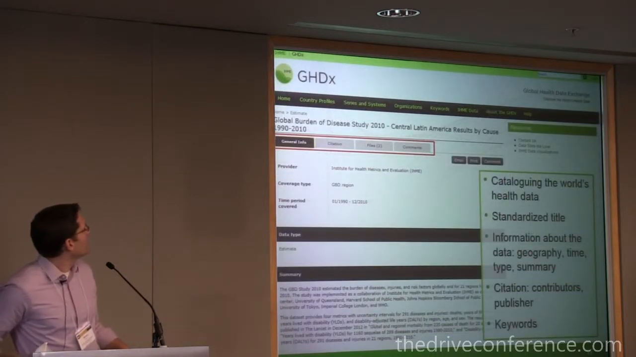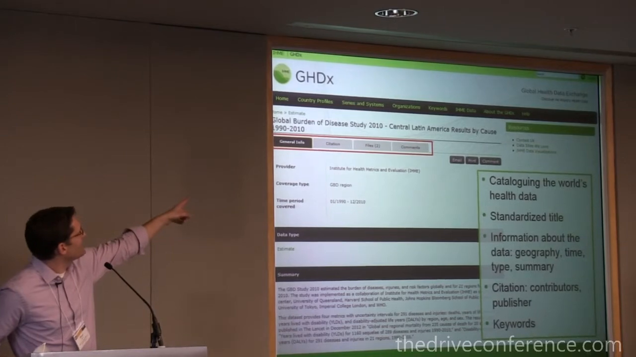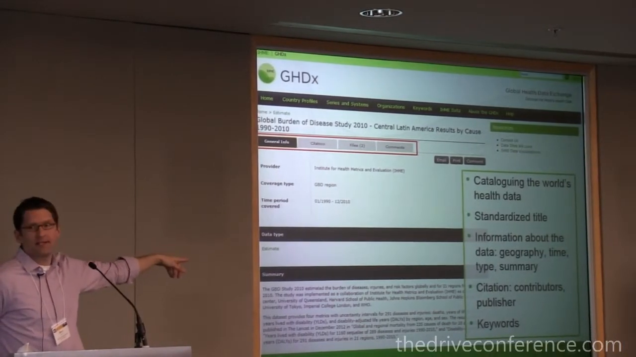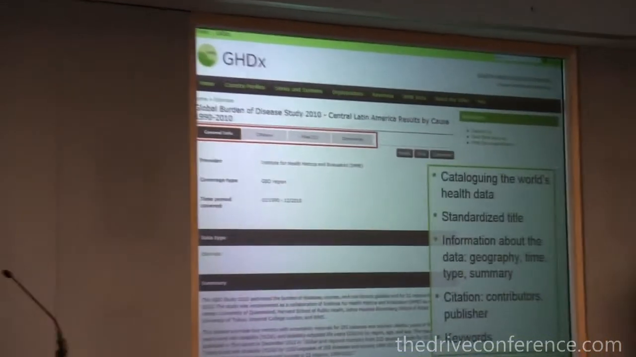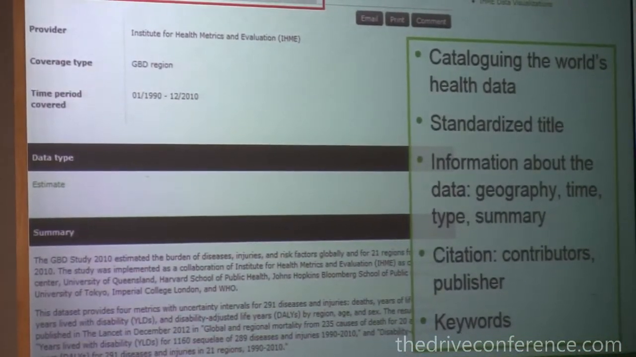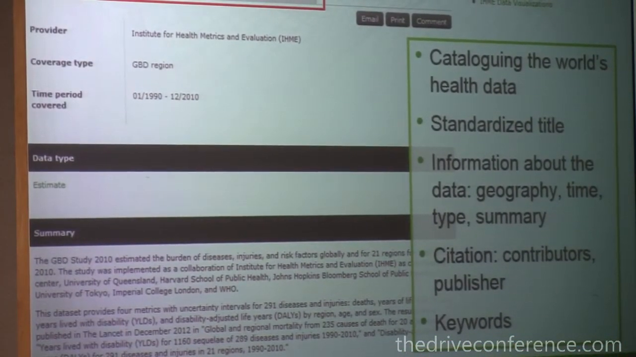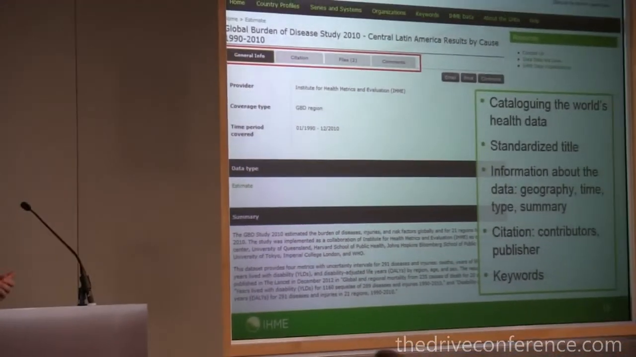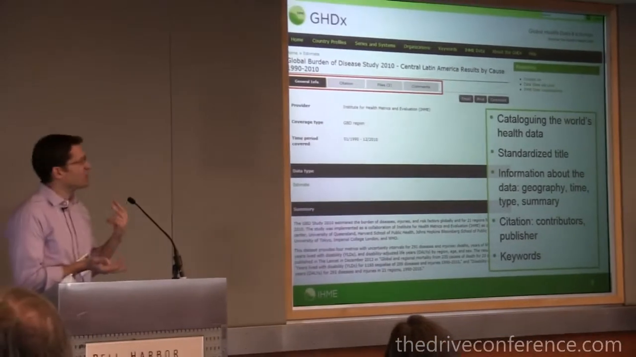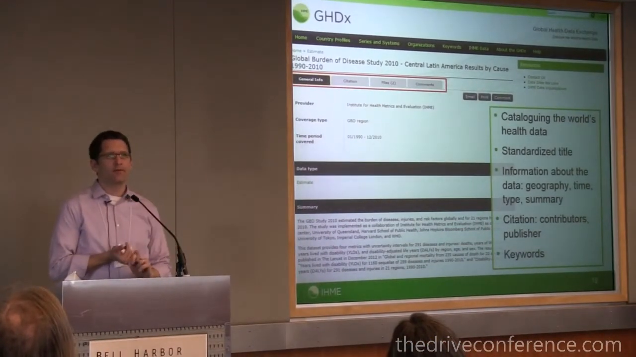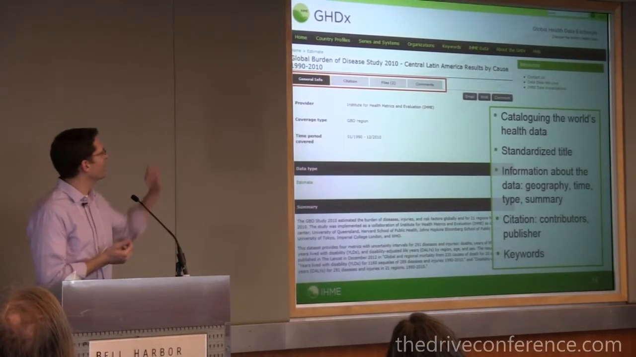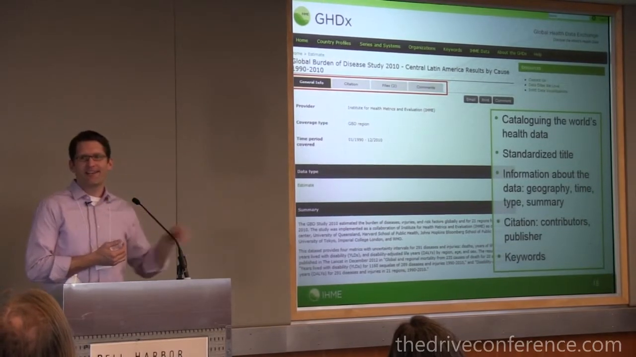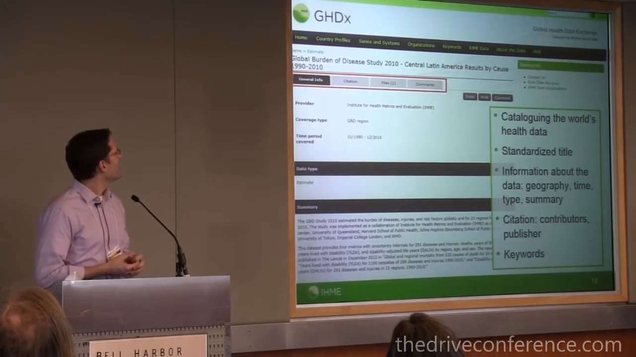So that's a look at the record. Once you pick one data set, I picked a GBD results data set where we can actually share the data because it's our results. It shows in a relatively systematic way the title, information about time and geographic scope. There's a summary that explains roughly what the data are. There are keywords attached and a citation. We believe that if you want to work with data, you should cite the data provider, so we make it very easy to copy and paste a citation into your research paper.